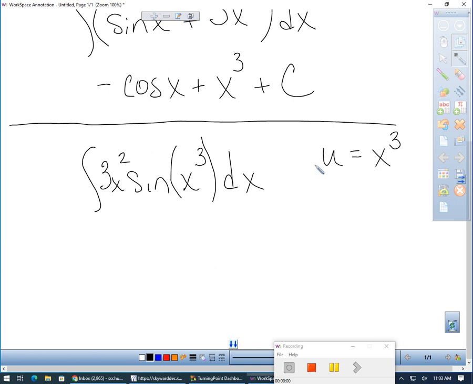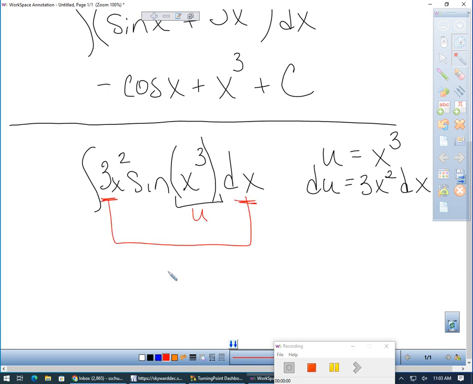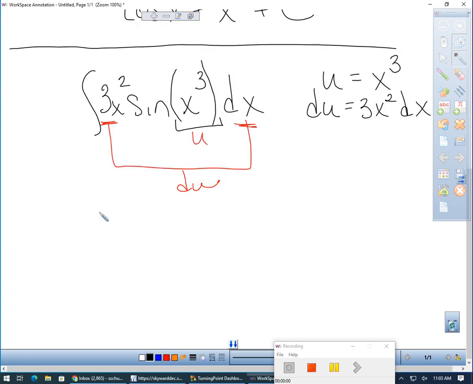So then anytime we have a u, we do a du. Du then would be 3x squared. Now technically, even though we never used it, there's a dx that comes after it, right? So you'll notice that this part was a u, and this part together makes a du. So then I really have the integral of sine u du.